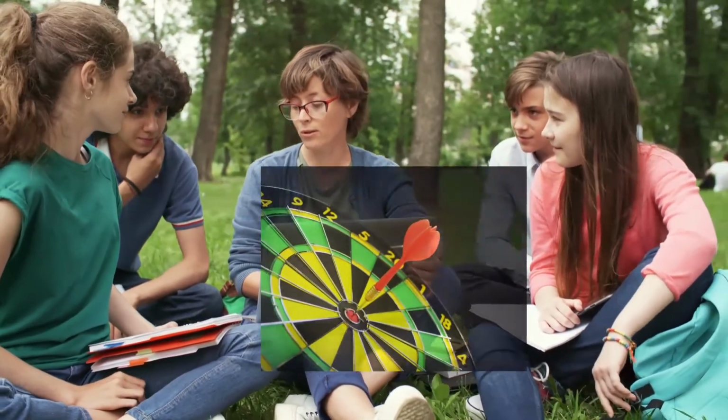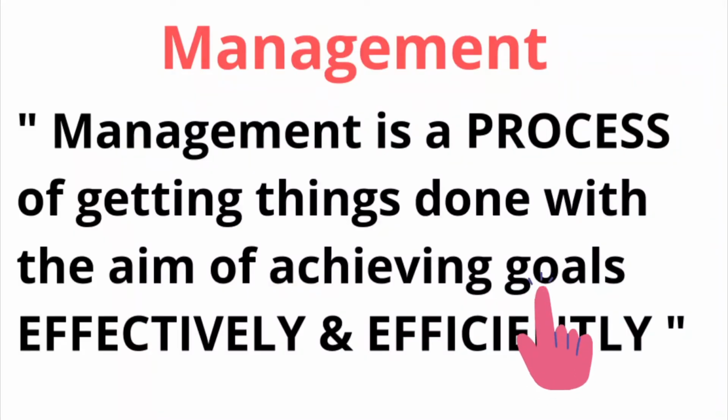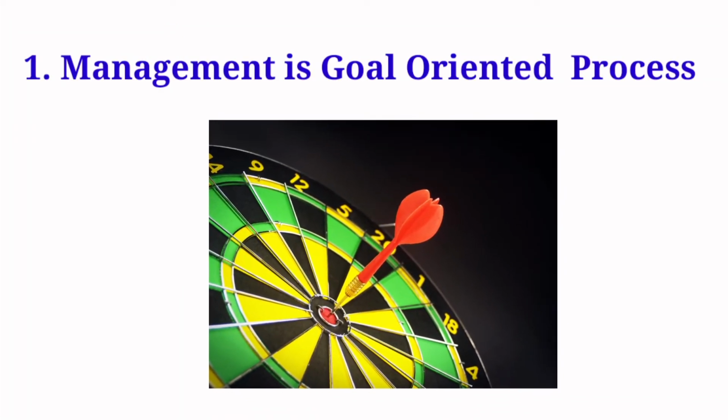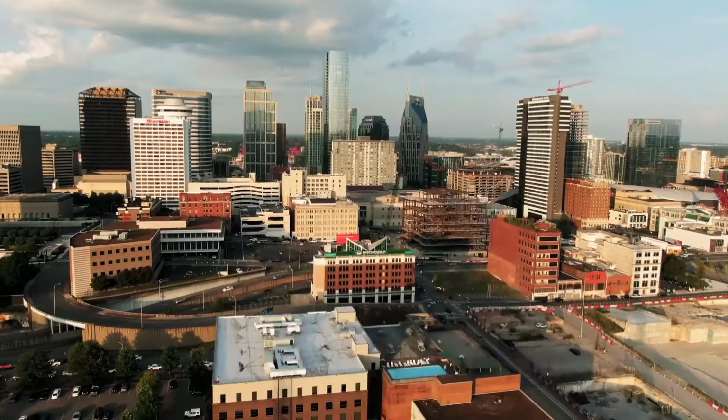management is a goal oriented process. We have seen in the meaning that we are doing management for the achievement of some goal. So that's why its first feature is management is a goal oriented process.